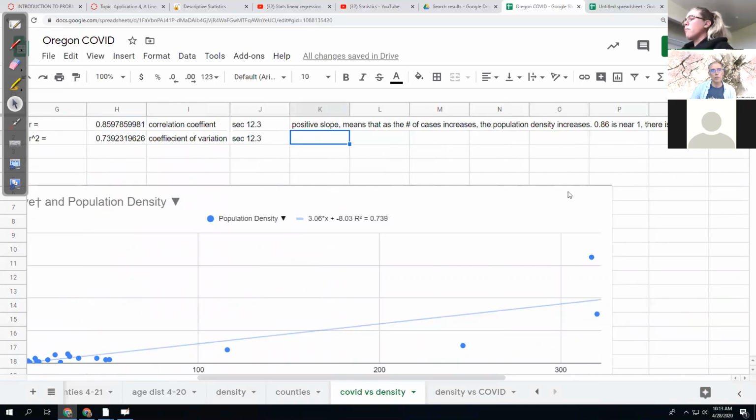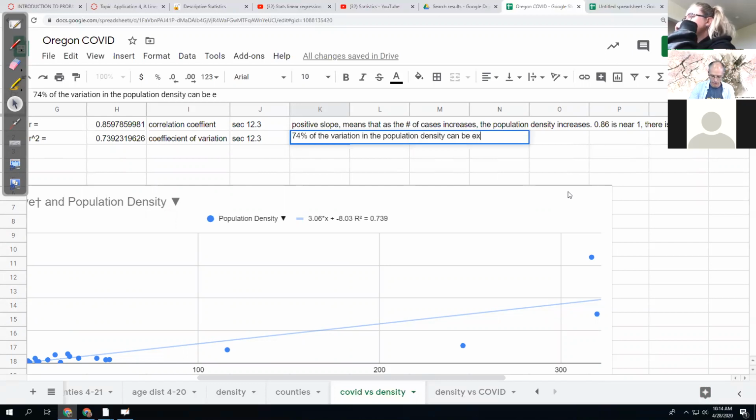And so what the coefficient of variation tells us is, let's see, it is 74-ish. So 74% of the variation in whatever my y is here, which is population density, can be explained by the variation in number of cases.